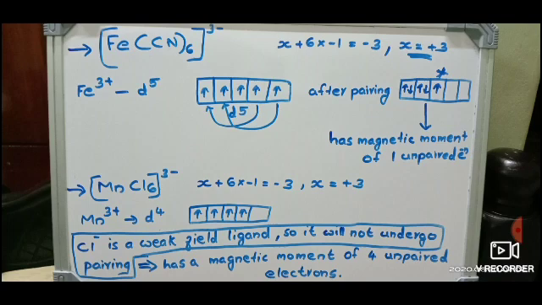Another example, MnCl6 3-. Manganese is in +3 oxidation state. Mn3+ has d4 electronic configuration. In this case, since chlorine is a weak field ligand, it will not undergo pairing. Instead, it will show sp3d2 hybridization, that is, the outer d orbital is being used for bond formation. So in this case, these 4 unpaired electrons will remain as such. So this compound will show a magnetic moment of 4 unpaired electrons.